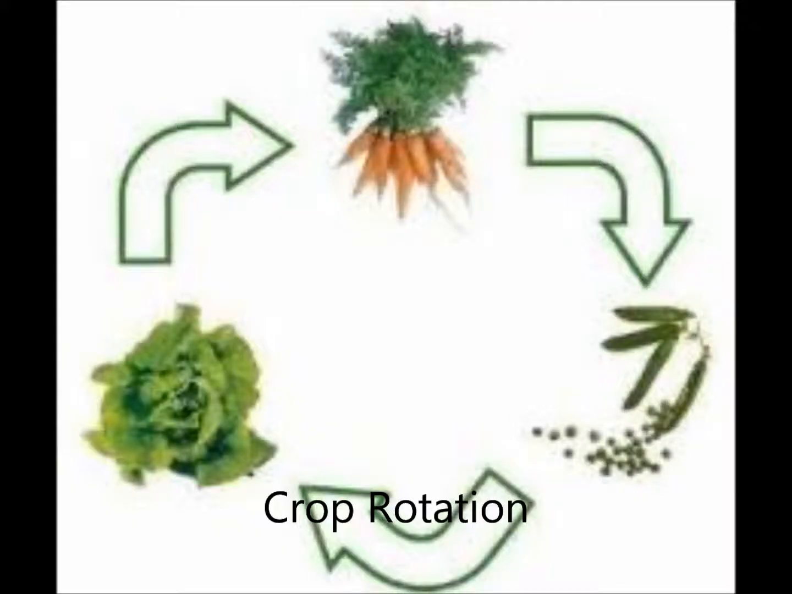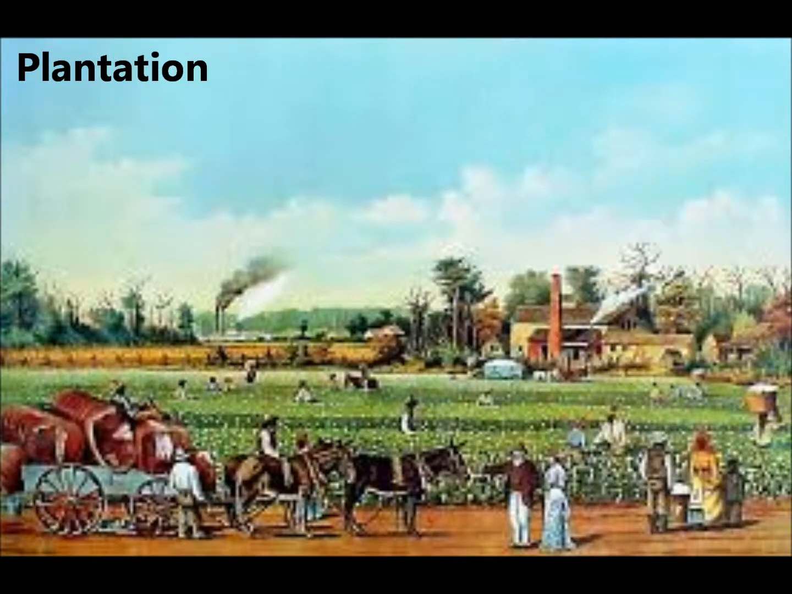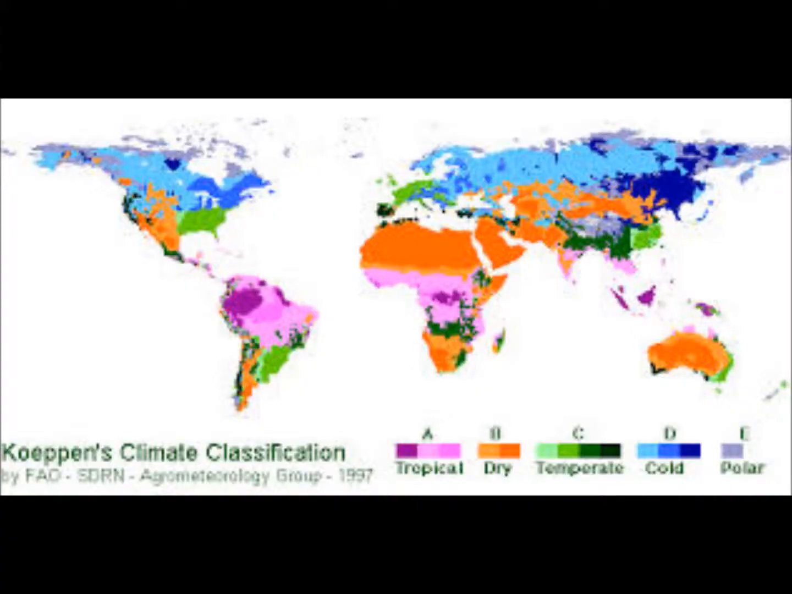There are two terms that you need to know before we start: crop rotation and plantation. Crop rotation is changing what crop you plant every year so the soil doesn't become exhausted of nutrients. A plantation is a large farm that only grows one or two crops. Usually workers there are slaves or get slave wages.